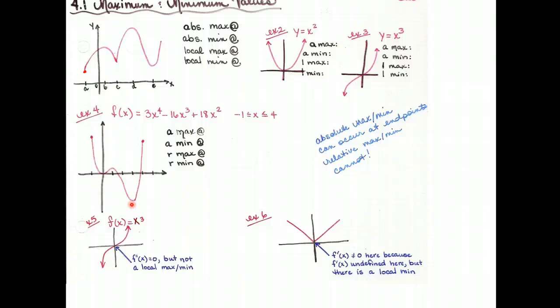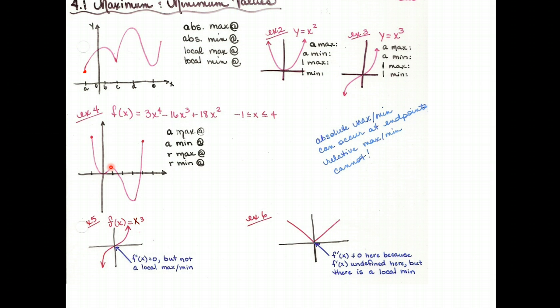A relative maximum or minimum is also called a local maximum or minimum, and they define those for us over on page 224. They tell me that a local or relative maximum is going to be the highest value in its locale, or relative to what's around it. So for instance, this point right here is not the absolute highest point on the graph, but it's higher than everything around it. It's the maximum value local to where it is, so it would be a local maximum.